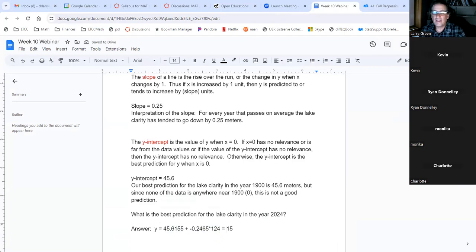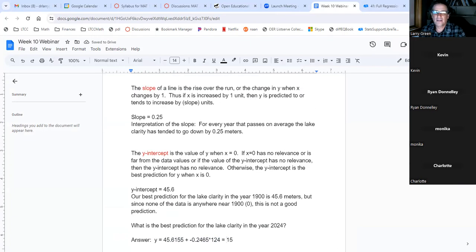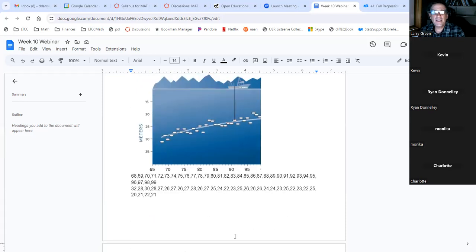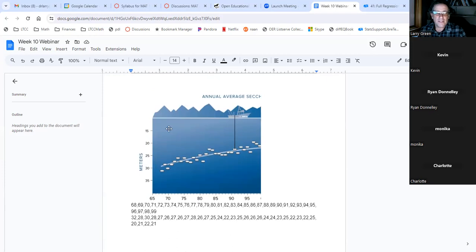Any questions on that? By the way, do you think that's okay? Do you think that would be okay to have a lake clarity of like 15 meters when it was over 30 meters when they first measured it? That's not okay. Any guess on what happened?